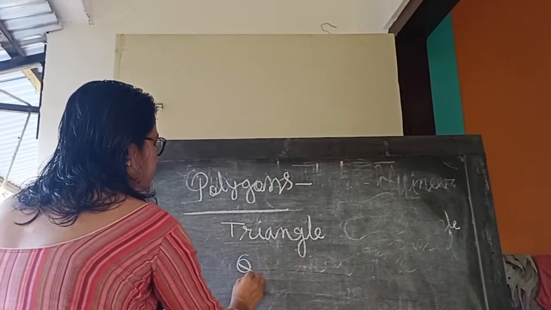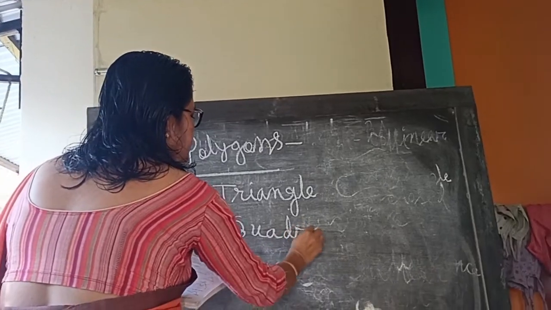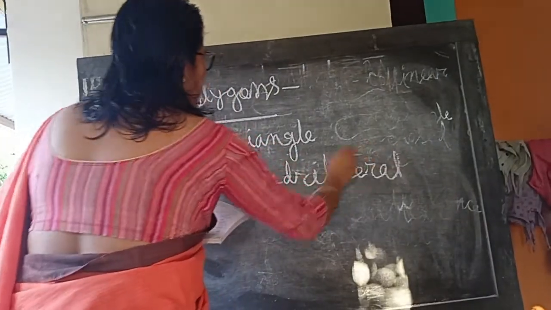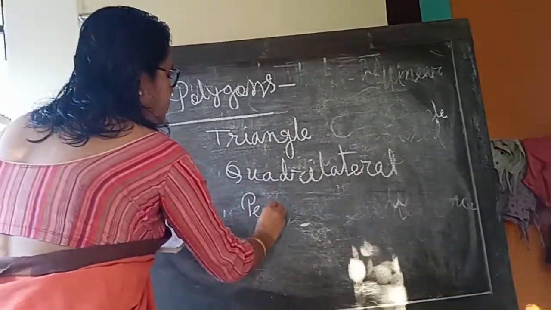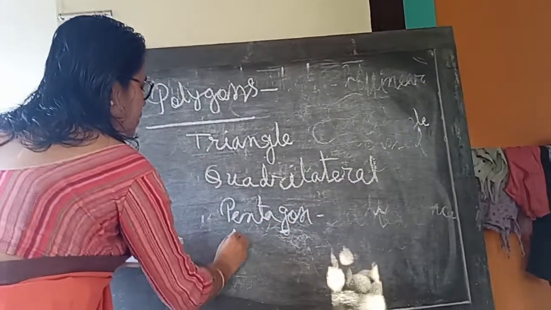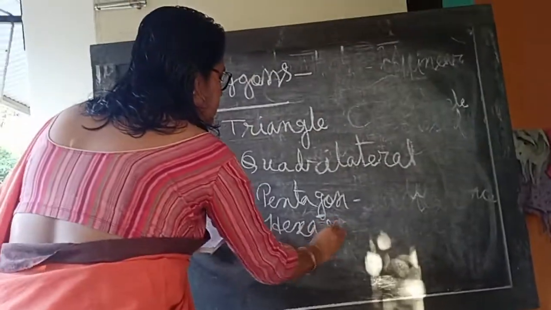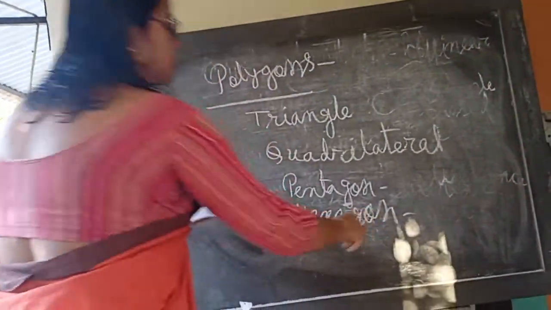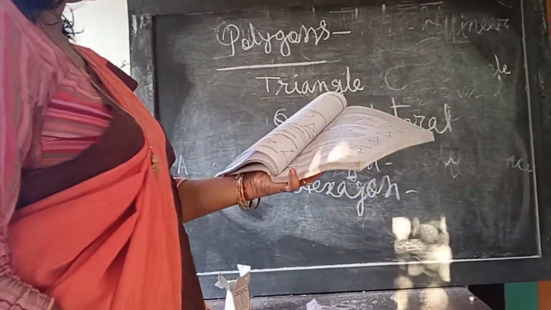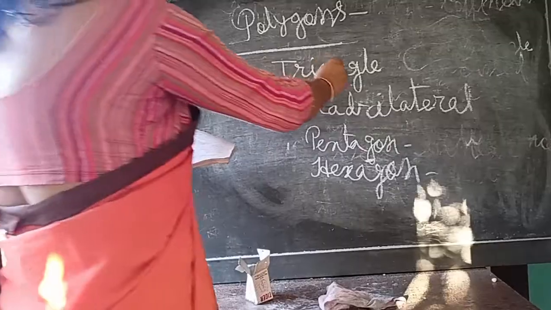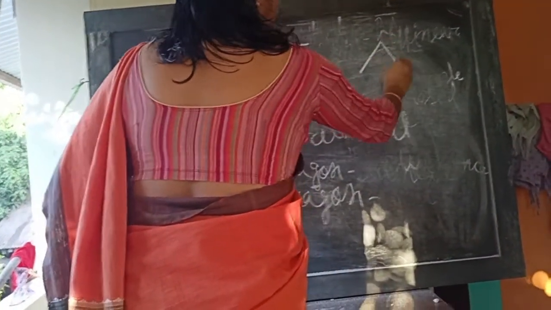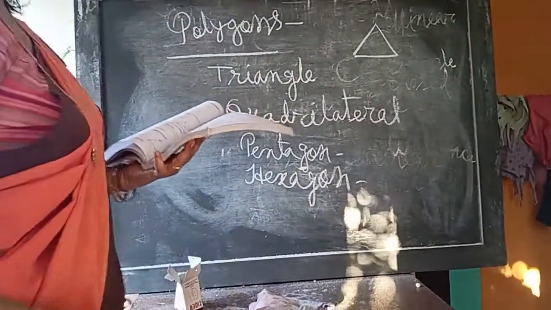Then we get quadrilateral. Then we get pentagon, hexagon, heptagon, octagon, nonagon, decagon, etc. are the polygons. It starts from triangle. A triangle is a polygon which is made up of 3 sides. Okay? It is a closed figure.